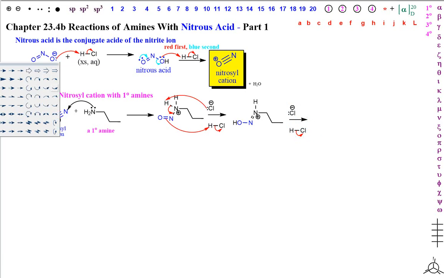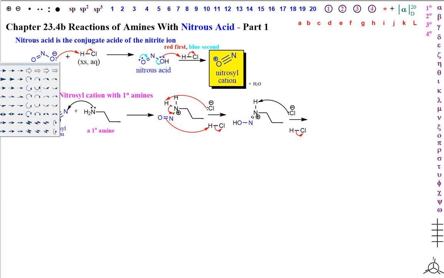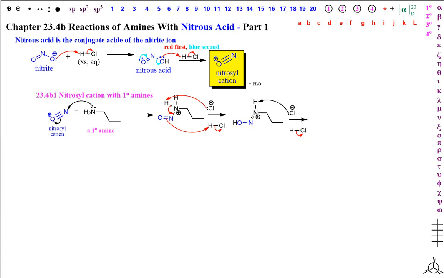But in this tautomerization, we have water leaving, which means, in effect, it is really an elimination. We're going to get a triple bond between the two nitrogens here. And this is going to protonate to make it a better leaving group, and it will leave. What we have generated here is called a primary alkyl diazonium ion. Diazo means two nitrogens.